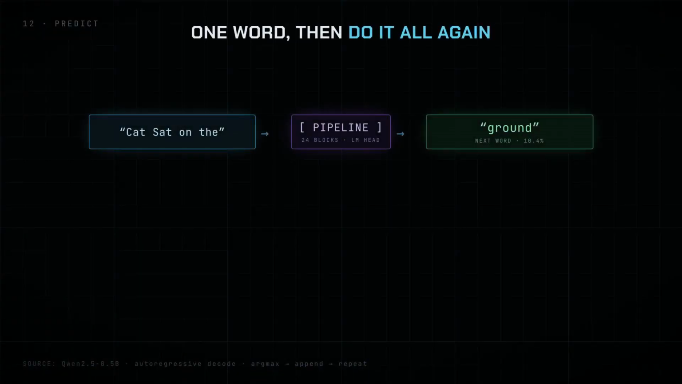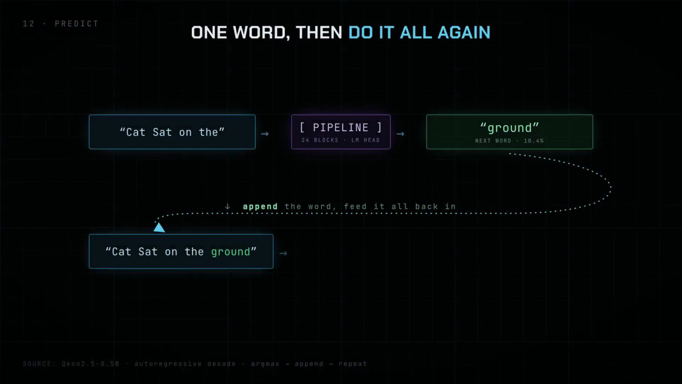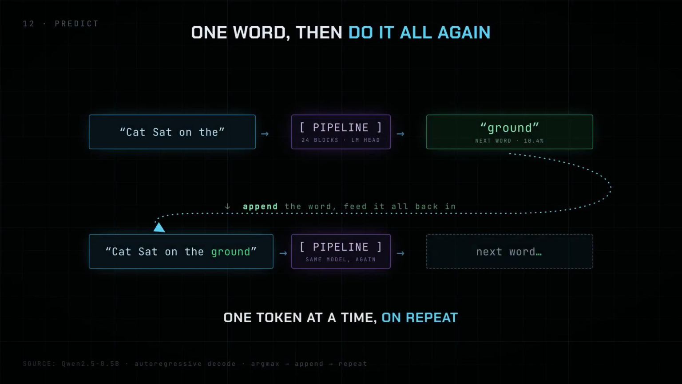And to write a whole sentence, just append that word and run the entire pipeline again, one token at a time. The ground, then the next word, then the next. That loop running blazingly fast is exactly how ChatGPT writes.